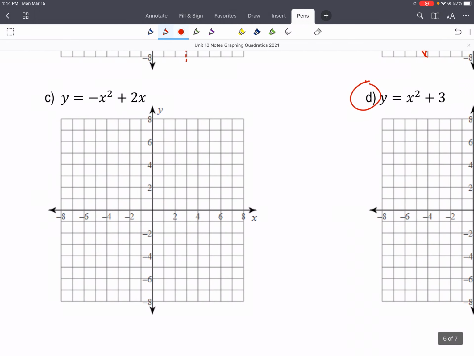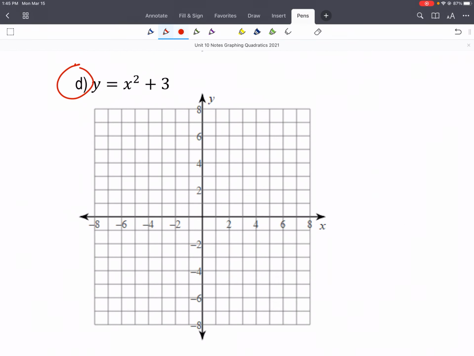Let's do this one together too. Actually, we'll do D first. Again, we need to find our axis of symmetry. Well, that's x equals -b over 2a. So again, what we did is we wrote down what a, b, and c are. Here a is 1, b is, and c. Well, we only have two terms.